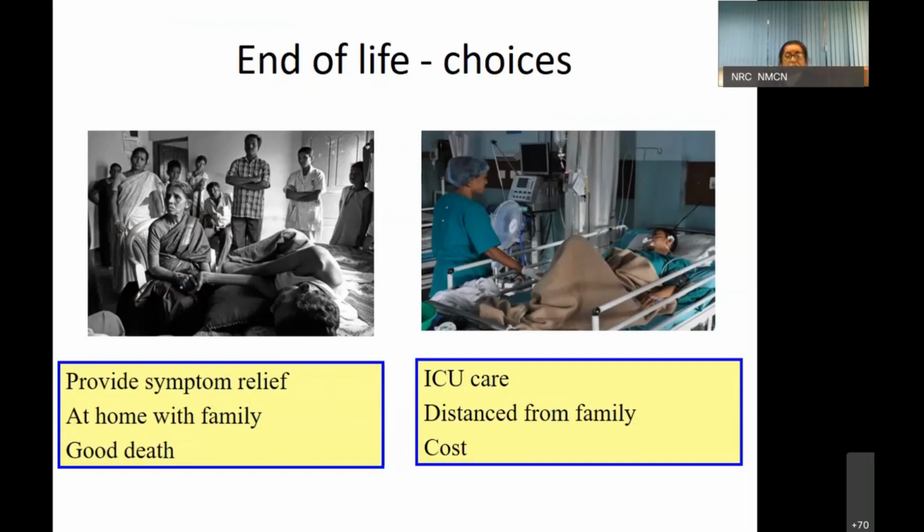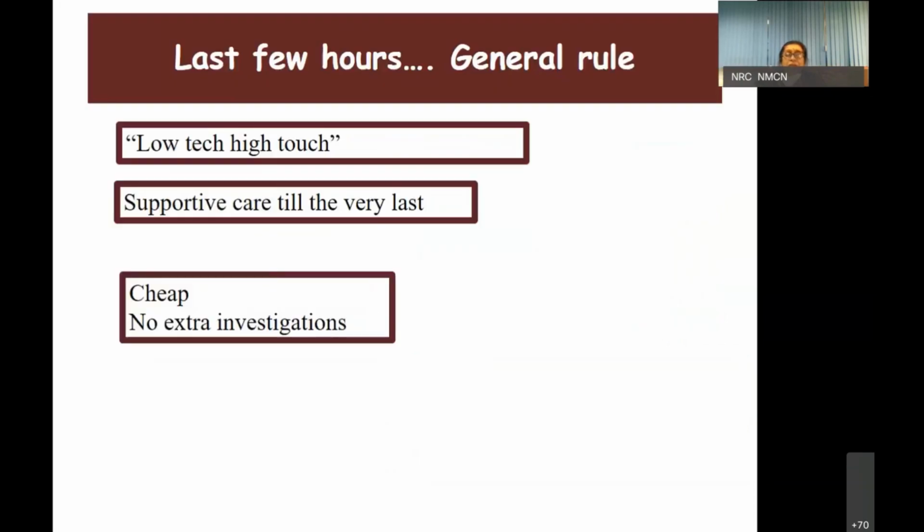If he goes to ICU care, he's distant from the family, and the cost has increased enormously because all high dependency unit beds are very, very costly. Injectable treatments are very costly. All the monitors are costly. So the cost increases many times over, and so these are choices that the family may need to make.